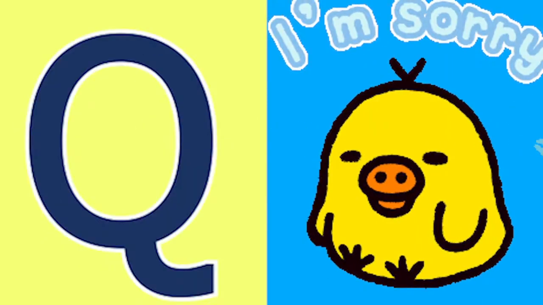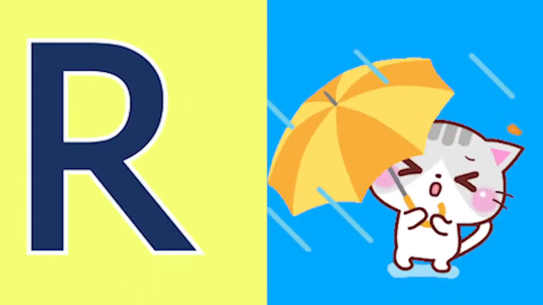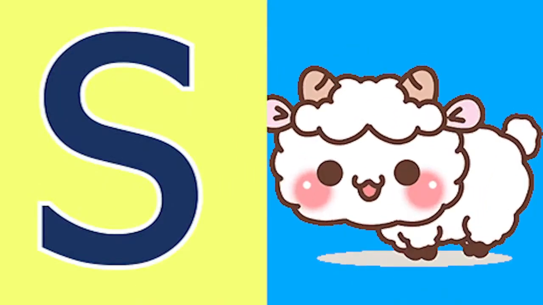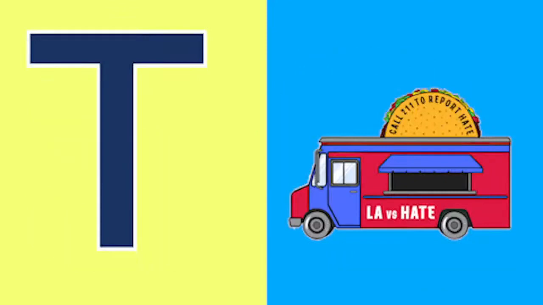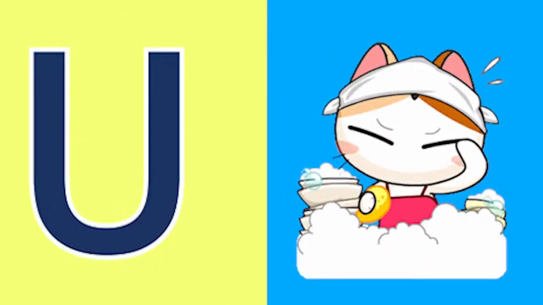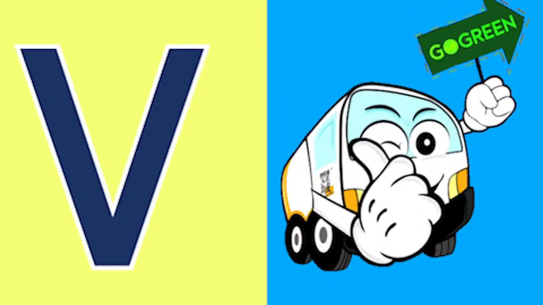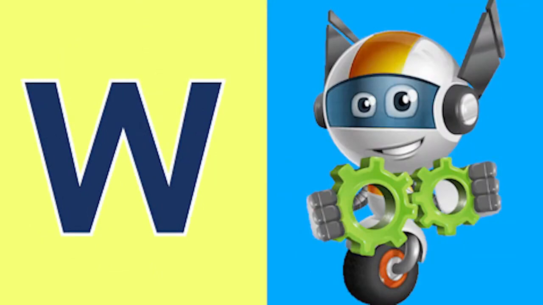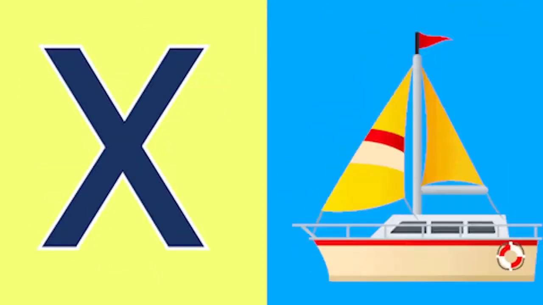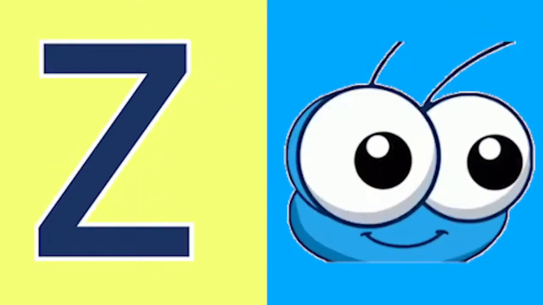Q for quack and R for rain. S for sheep and T for tub. U for utensil, V for van. W for wheel and X for Xmas tree. Y for yacht and Z for zoom.